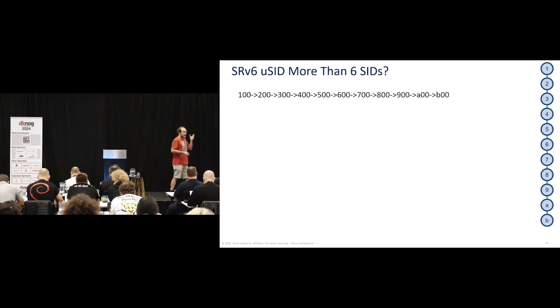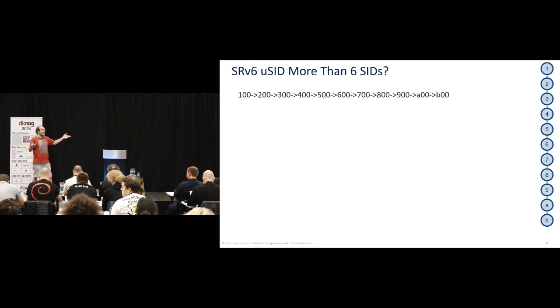So, question is, right now we are putting everything into the container, right? And the container is 128 bits. If my micro-SID is 16 bits, I can fit up to six micro-SIDs there, right? No more. What can I do if I need more than 6 micro-SIDs? If my traffic engineering is something more complex, what should I do? Here in this example, I have 11 micro-SIDs. So what should I do? Any idea?